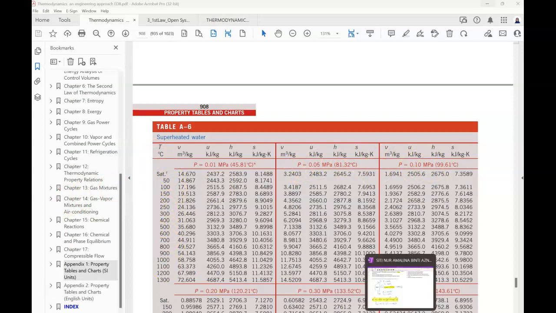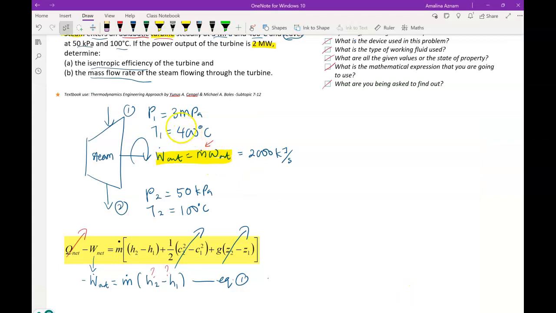So we go back to our question. Obviously, for state 1, pressure and temperature are given, and the substance is in a state of steam, which is already in a gaseous form. Therefore, for state 1, we can read straight away from table A6 to find your H1.